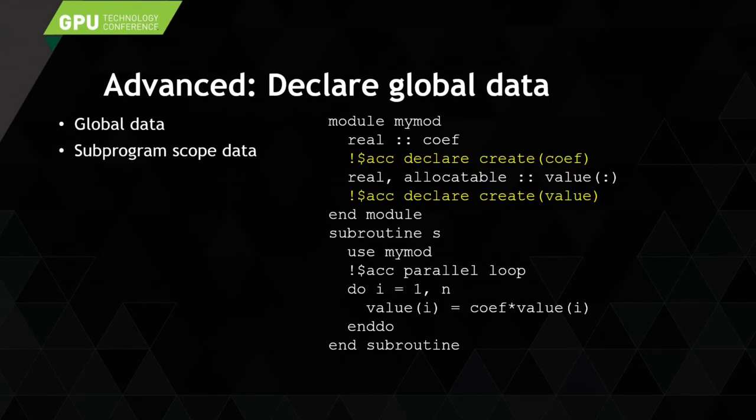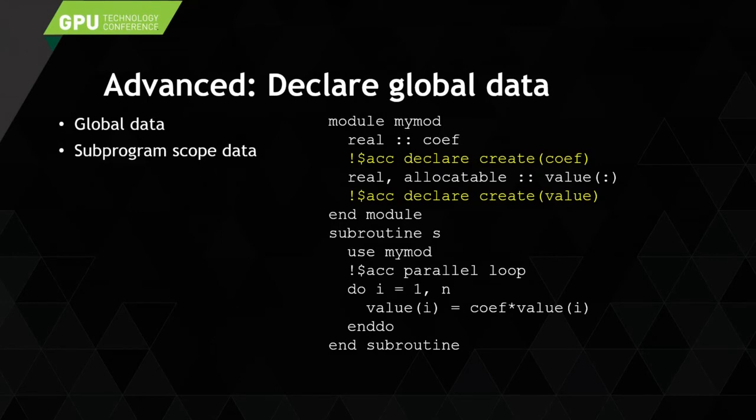Okay, some other stuff. What about module data? I want to put module data on the device. So we have global declares, declare create. We also have declare copyin, but declare create is the one I'll talk about here. So for things like scalars and other static data, when you say declare create, what it will do is, well, you have your host data, it will declare static data on the device as well. Now, you still have to keep them coherent. It's separate data over there. So if you updated one side, you're going to have to do update clauses to update the other side.